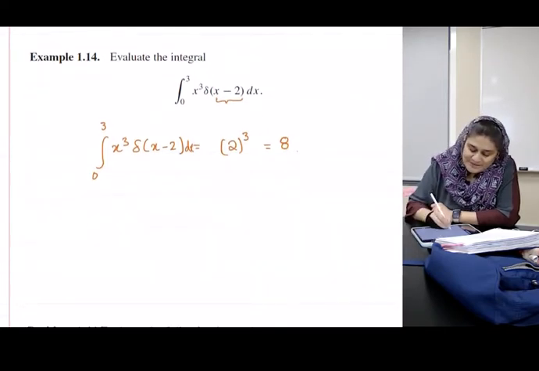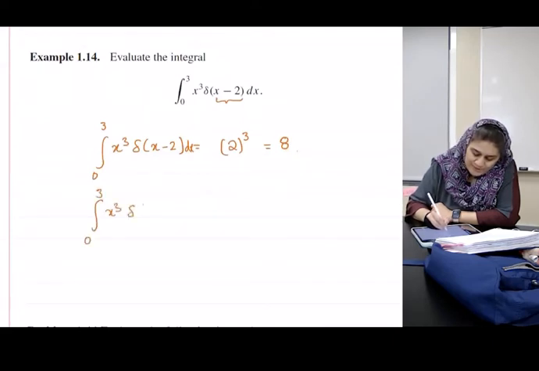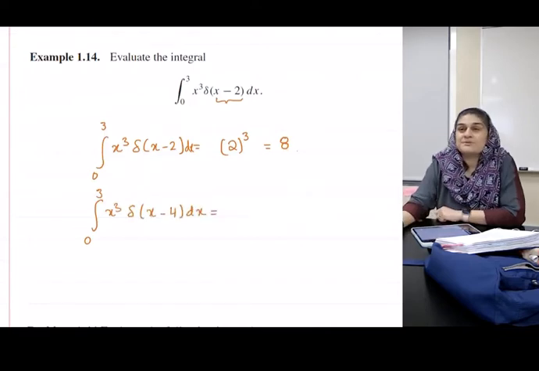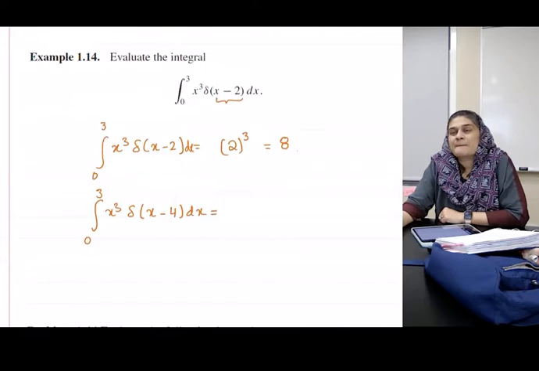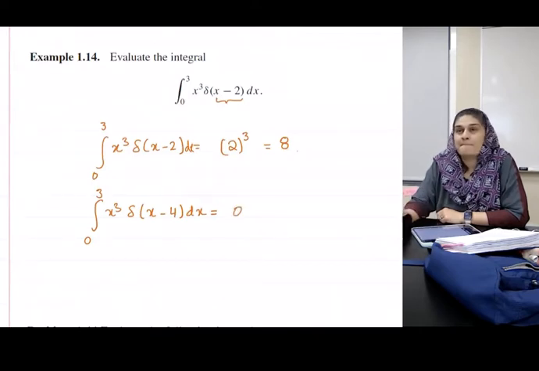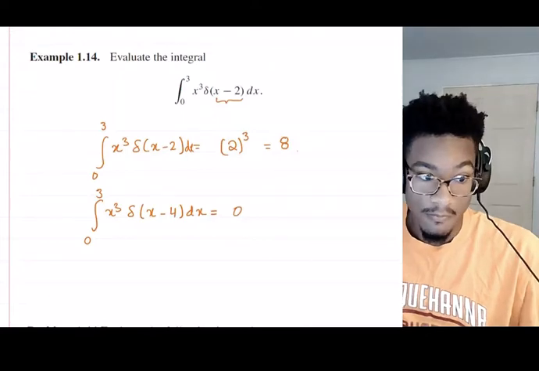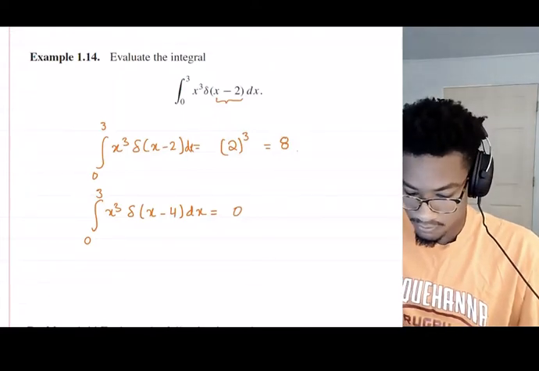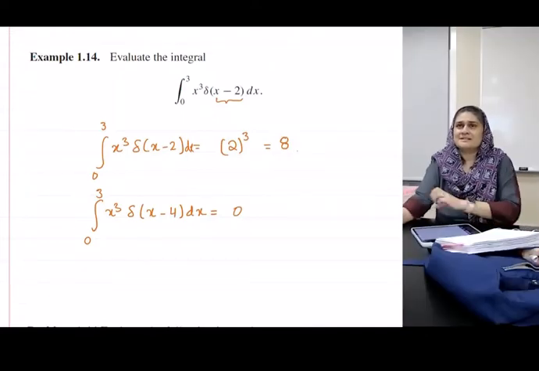Same question given slightly differently. 0 to 3 x cubed. How would you do this? It exists where? At x equals 4. Does it fall within the limits of integration? The answer is 0. Good job. Does that make sense?